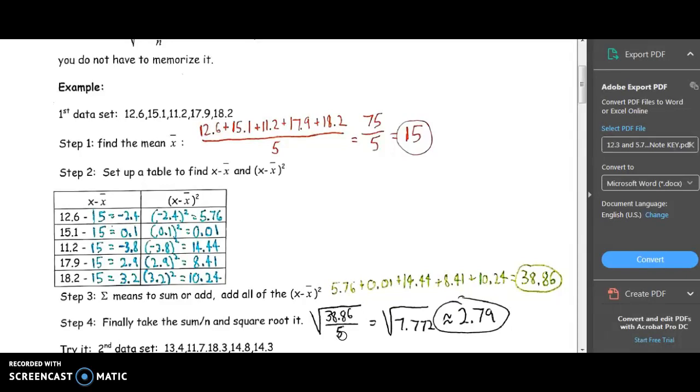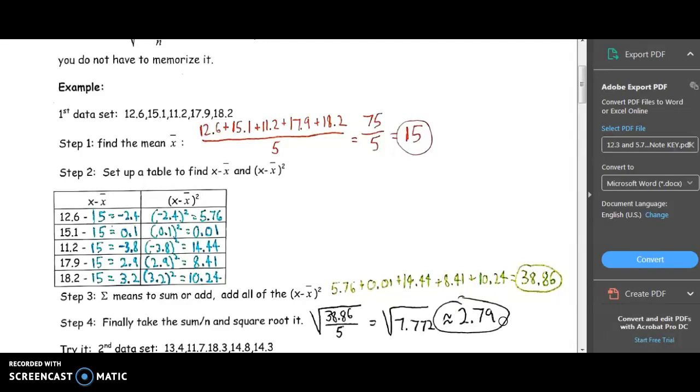Since there are 5 data items, I take that and divide it by 5. Once I have that division done, I'm going to finish by taking a square root. If I take a square root of that decimal, it comes out to about 7.8 or so. Taking a square root is going to give us about 2.79. We're going to use that rounded number as our answer for our standard deviation.